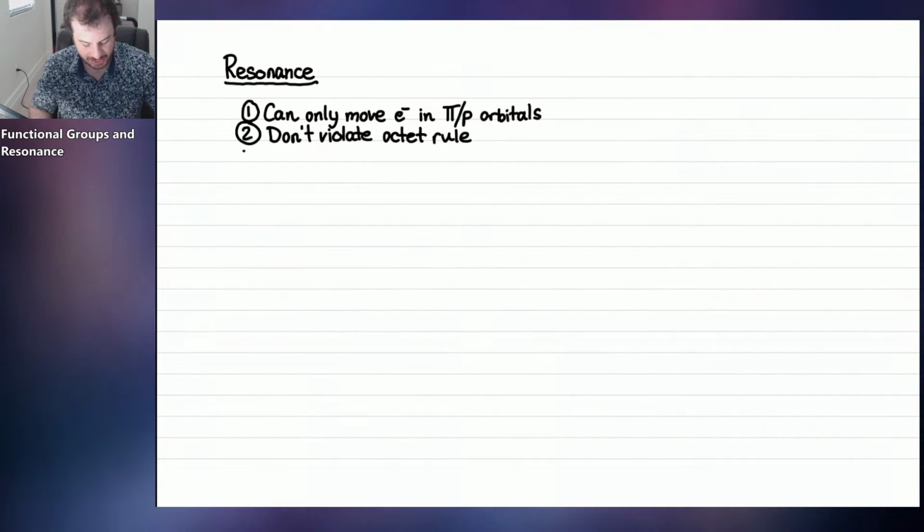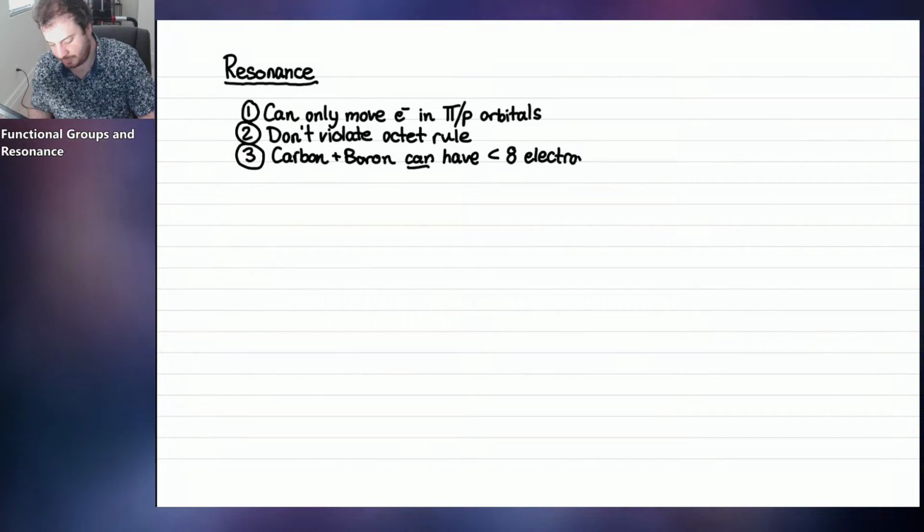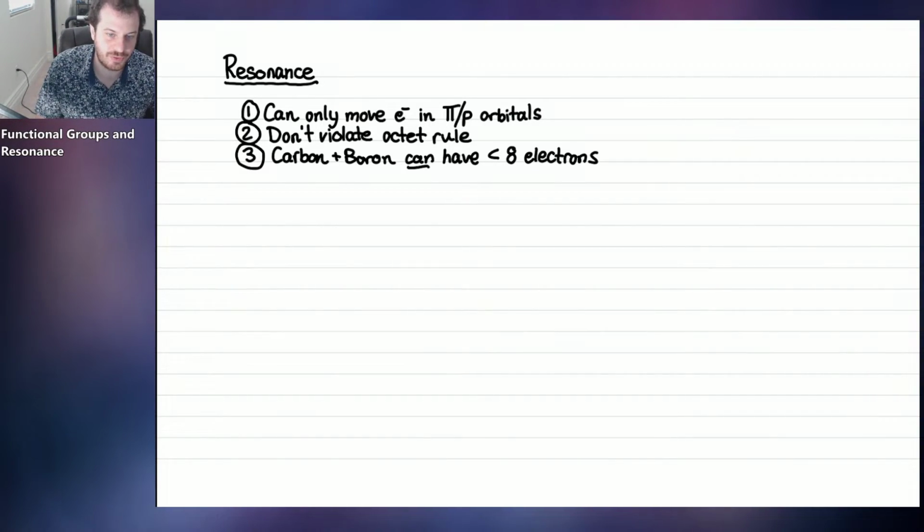Now, rule number 3 is actually a but for rule number 2, in that carbon and boron can have an octet violation. Specifically, they can have less than 8 electrons. Nothing can ever have more than 8 electrons for resonance purposes in this class, but carbon and boron can have less than 8. So carbon and boron can have less than 8 electrons. So these are the 3 rules of resonance.